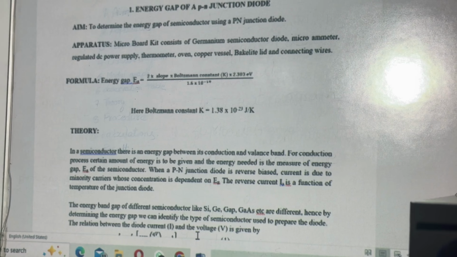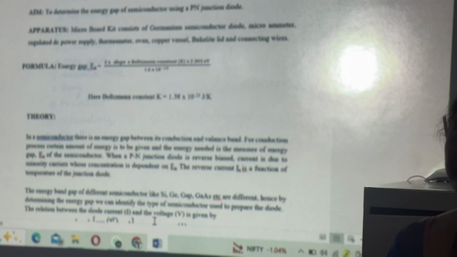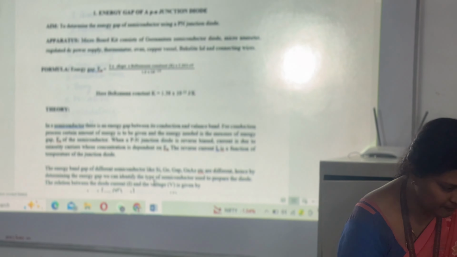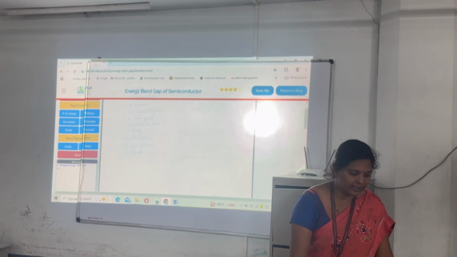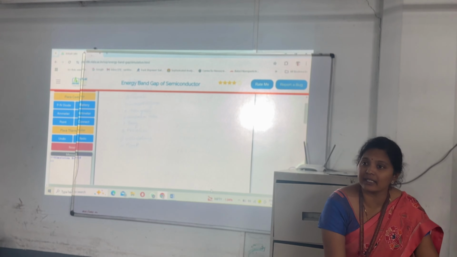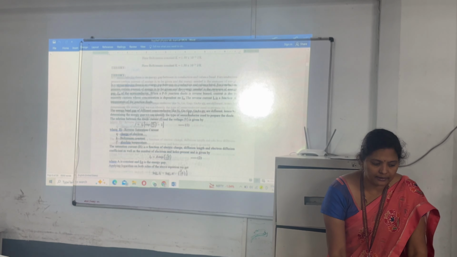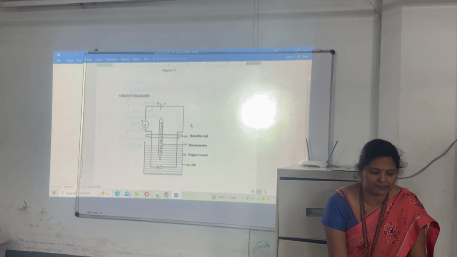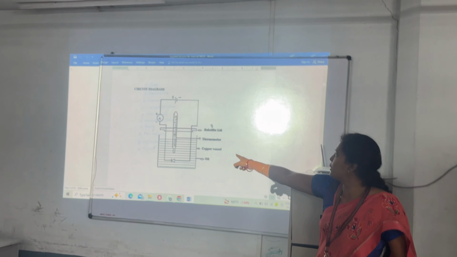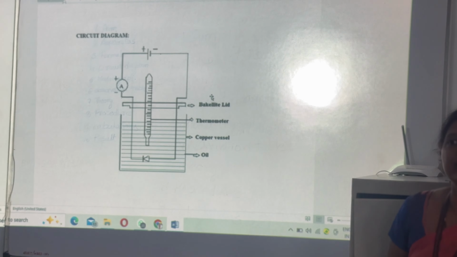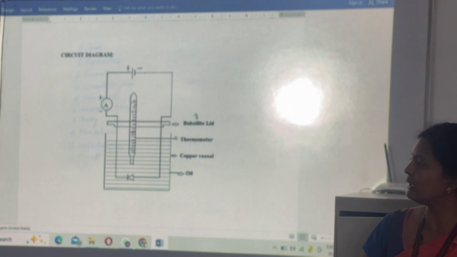We will first find the energy gap with the help of the virtual lab and then we will see it with the help of the equipment. So let us enter into the virtual lab. We will connect the circuit now. If you see, this is the circuit diagram as per the experiment. We need a diode, battery, an ammeter and a thermometer. A similar circuit we will connect in the virtual lab now.